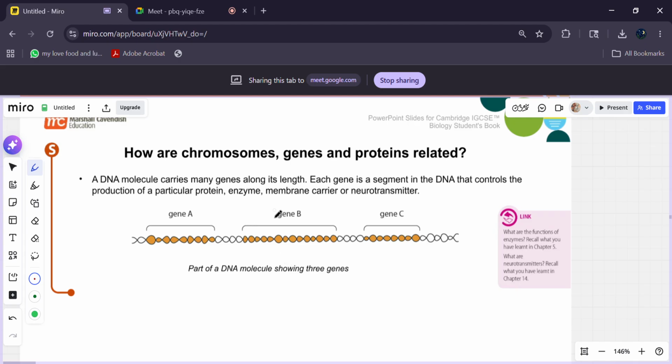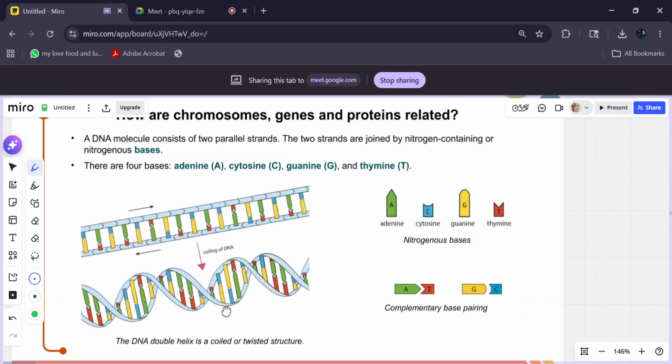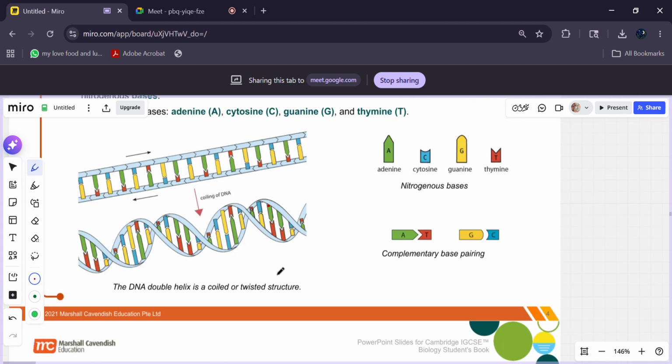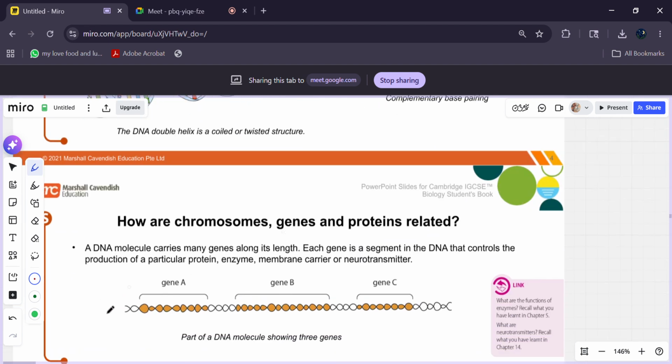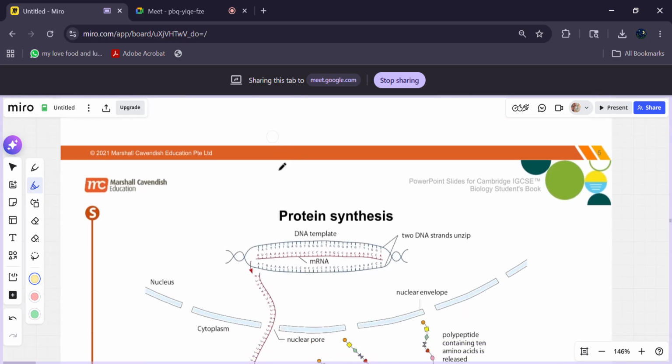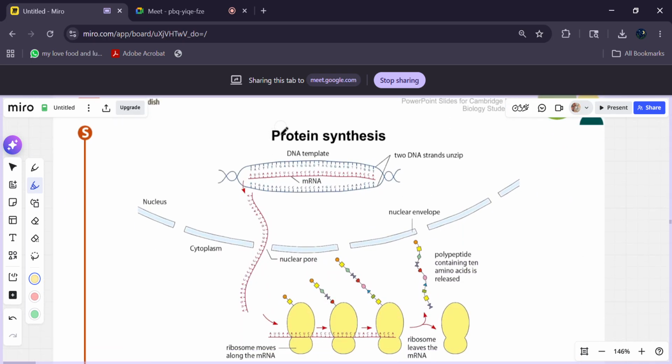Remember when I explained that each segment of the DNA is a gene? This is what I mean when I say so. The genes are carried along the DNA length, and they each control the production of proteins, enzymes, membrane carriers, and neurotransmitters. This is what you should memorize: proteins, enzymes, membrane carriers, or neurotransmitters. So let's move on to protein synthesis.